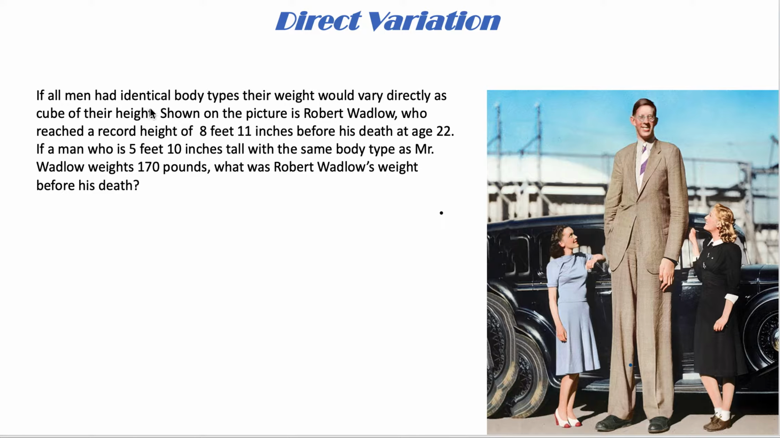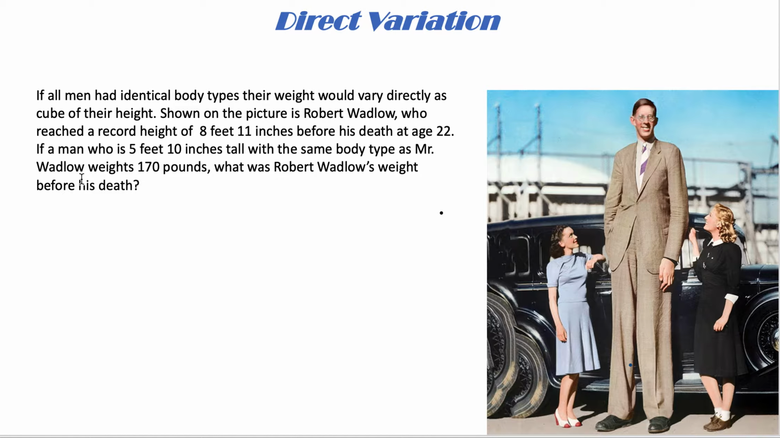If all men had identical body types, their weight would vary directly as the cube of their height. Shown in the picture is Robert Wadlow, who reached the record height of 8 feet 11 inches before his death at age 22. If a man who is 5 feet 10 inches tall with the same body type as Mr. Wadlow weighs 170 pounds, what was Robert Wadlow's weight before his death?